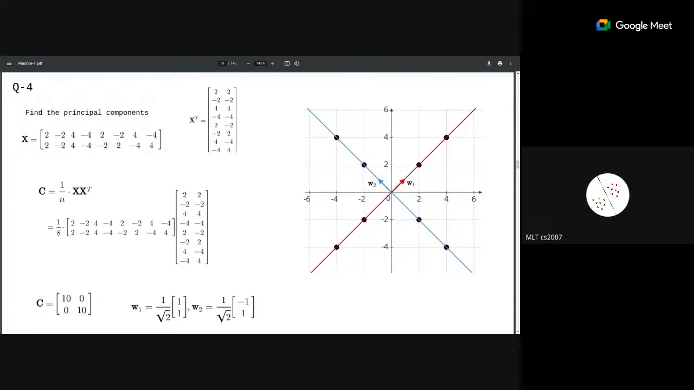So how do we derive that W1 and W2? See, if you take C minus lambda I, to find the eigenvectors you have to find the null space of C minus lambda I, correct? Now, C minus lambda I is a zero matrix.